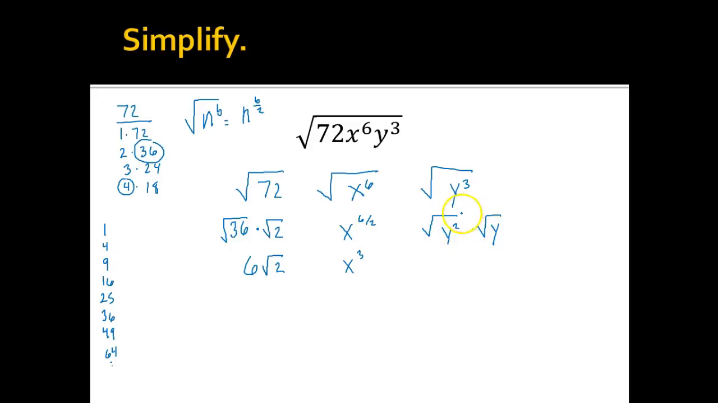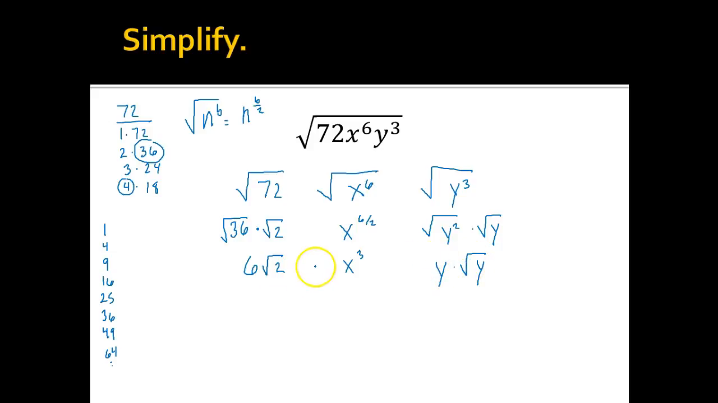So we're going to take out as many y's as we can until we have 1 y, so that we have an even number of y's left, y squared. And so that's y to the 2 divided by 2 power, which is y to the 1st power, times the square root of y. That's the leftover y that can't be simplified. It's left in the square root.